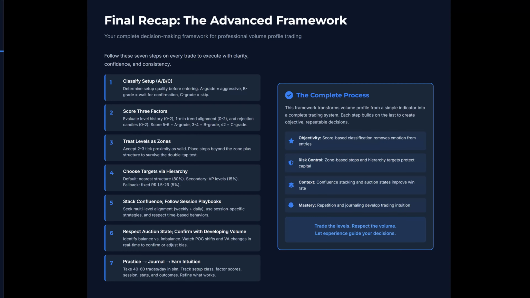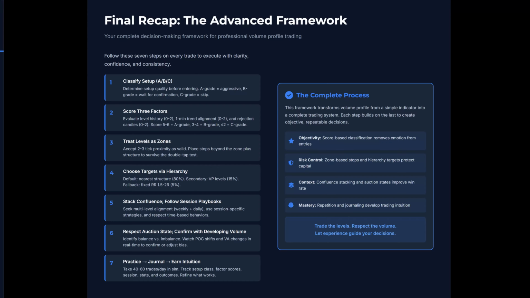Pillar 1. Objectivity. Score-based classification removes emotion from entries. You're not guessing whether a setup is good. You're scoring 3 factors and letting the math tell you. This eliminates overtrading, FOMO, and revenge trading.